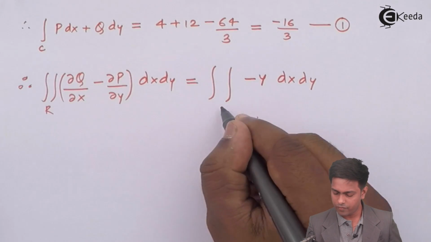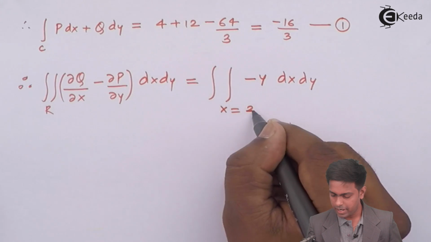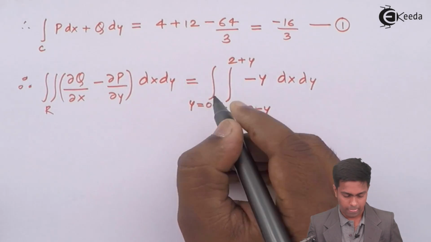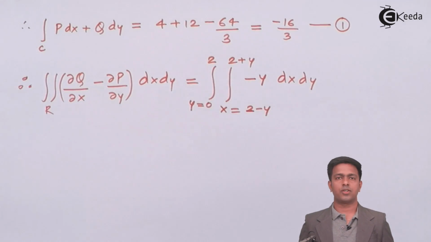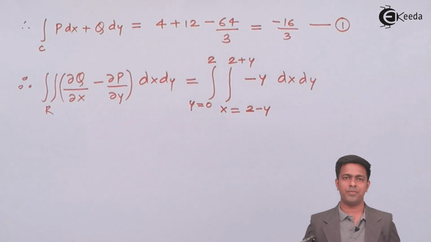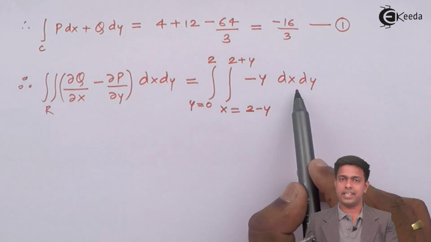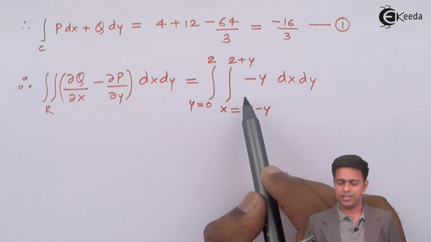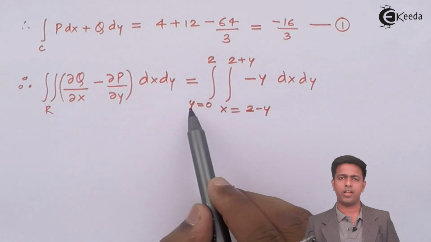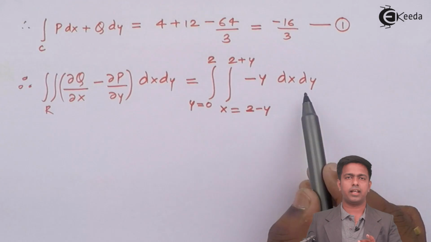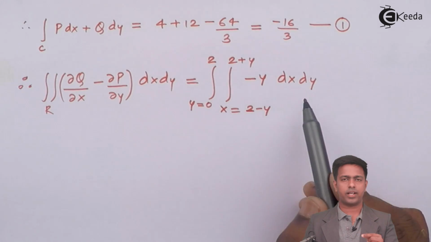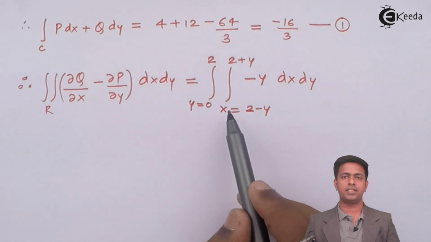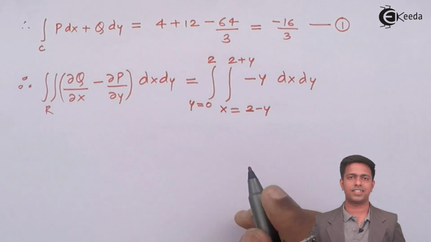So here I can say the value of x is equal to 2 minus y to 2 plus y, and the value of y is equal to 0 to 2. So guys, here we got the limits. Whenever we take dx first, we have to find the coordinates of x in terms of y, and then the coordinates of y will be constants. But if we take dy dx, then we have to take a strip parallel to the y-axis, and then we have to find the limits of y in terms of x.